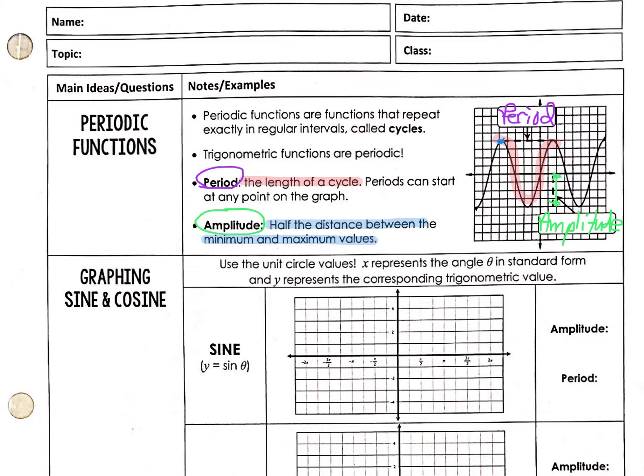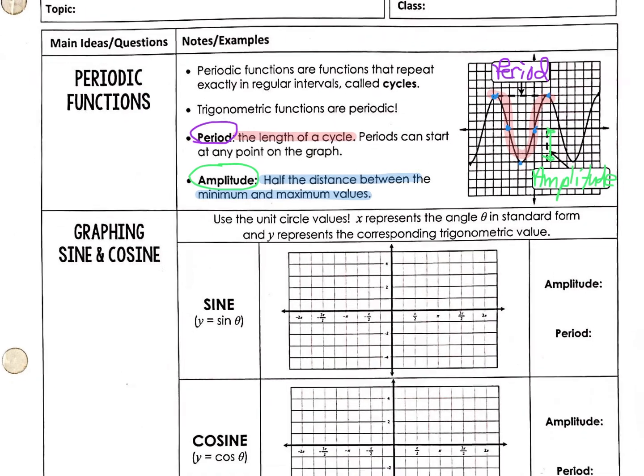So that's going to be a key point. This is going to be a key point. I'll show you how to find them. Key point, and key point. All right, so let's start by looking at the sine function.